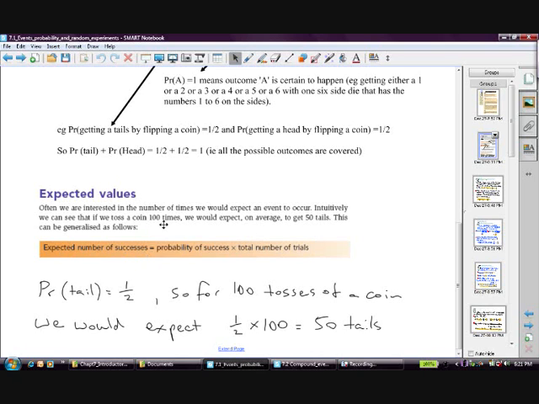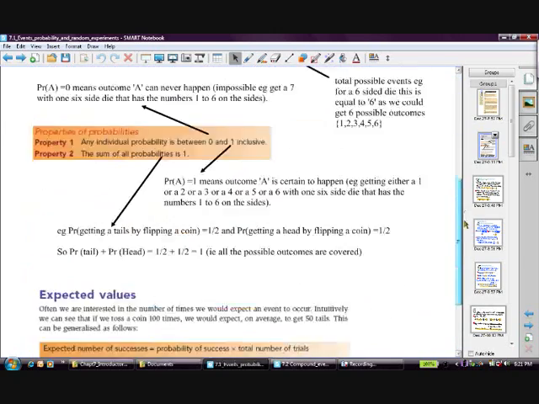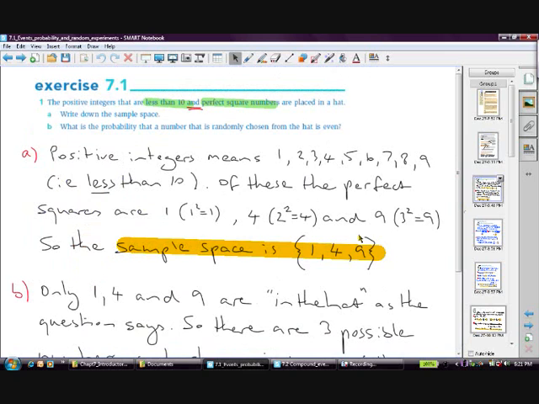So if there's 100 flips of a coin, the probability of getting a tail is a half, multiplied by 100. A half by 100 is 50. You'd expect to get your 50 tails, and that's all that means. So this whole part here is pretty simple, pretty straightforward in those definitions. Let's look at some problems.